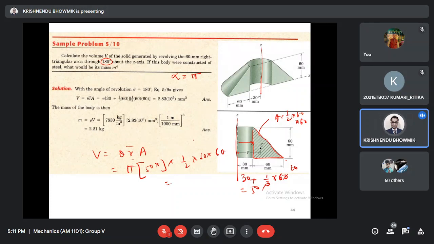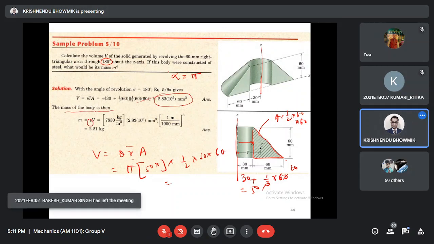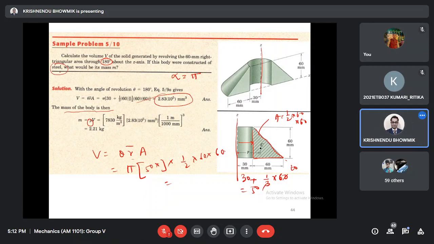One-third. Okay, so you can calculate the total volume. Then what is the mass of the body? You have to calculate it with the density. The density is constant, as the body is constructed with steel. For steel density you can use 7830 kg per cubic meter. That's all.